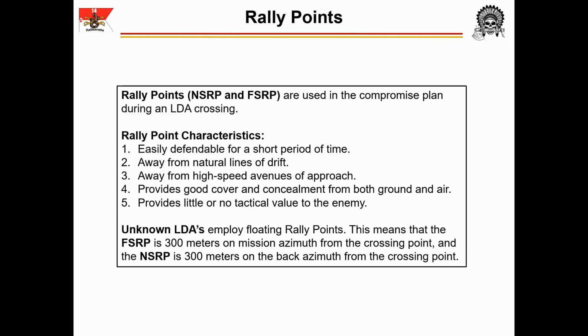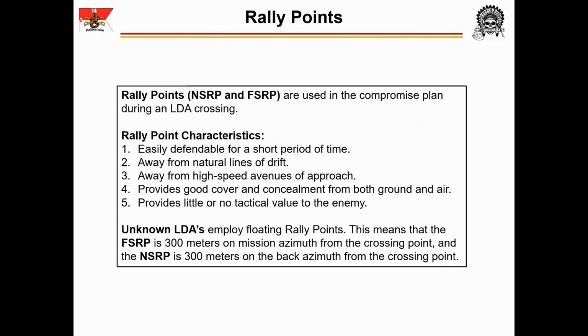The other element of the LDA plan, the rally points, are used in the compromise plan during an LDA crossing. There are 5 rally point characteristics, and they are identical to the characteristics of an ORP. Remember, easy, away, provides. Rally points are easily defendable for a short period of time, away from natural lines of drift, away from high-speed avenues of approach, provide good cover and concealment from both ground and air, and provide little or no tactical value to the enemy.